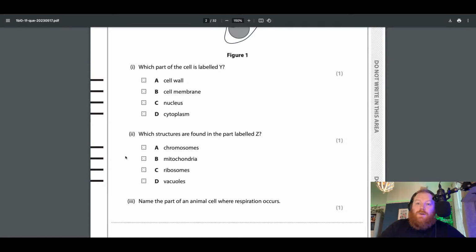The vacuole is only found in plant cells, so would not be what we're looking for in our animal cell.